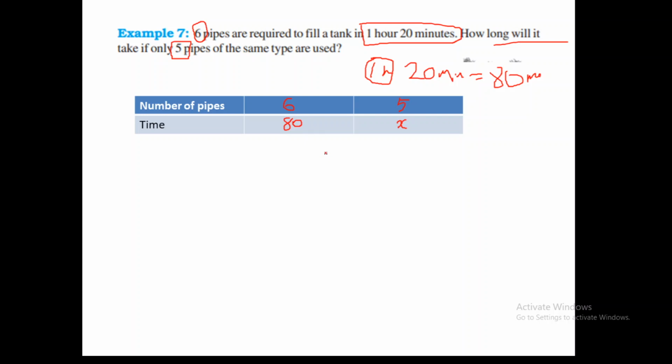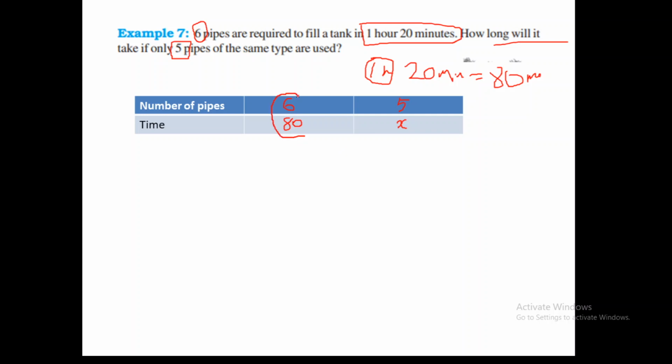So after getting every question, the first thing we have to do is check whether there is inverse proportion or direct proportion. So in this question, inverse proportion, because the number of pipes decreases, it is sure that time will increase to fill the tank. So here inverse proportion.